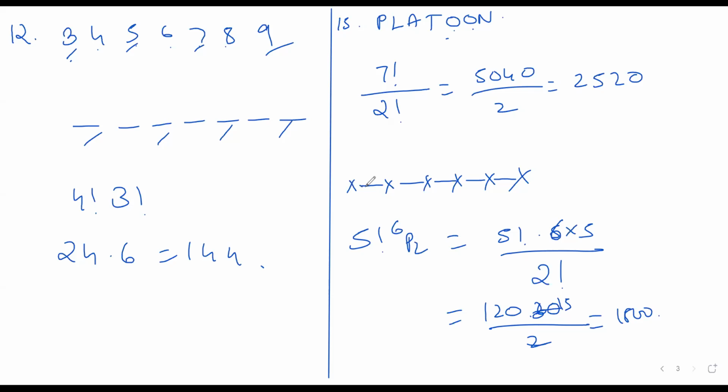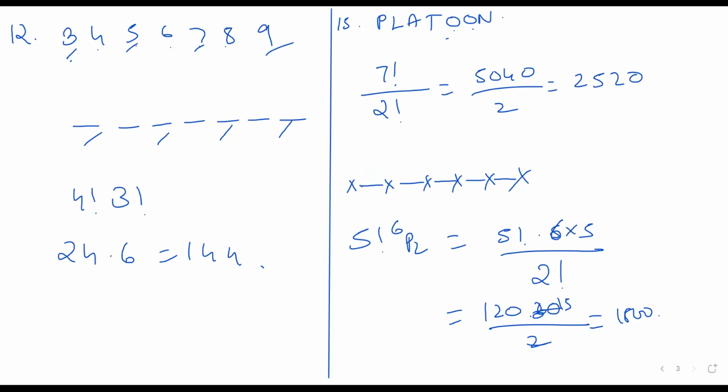See, 2 O's are never together, so the remaining letters will be arranged in 5 factorial. For the 2 O's you have 6 places, and the 2 O's will sit in any 2 of the 6 places. 5 factorial into 6P2, whole thing upon 2 factorial. So 1800 is your answer.